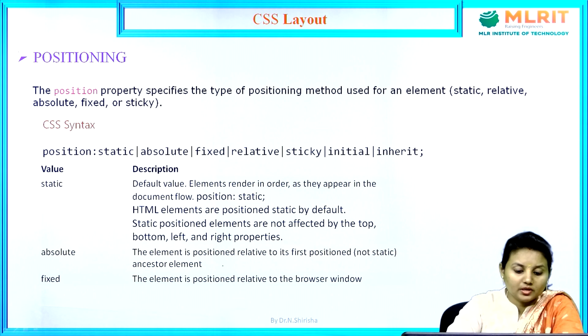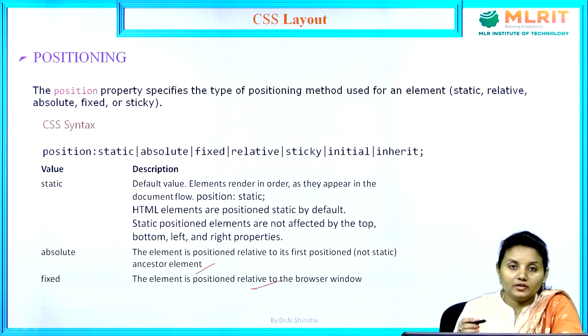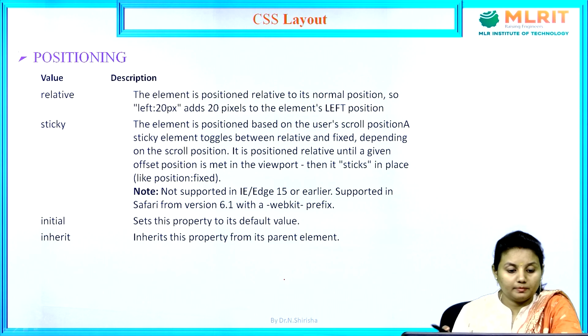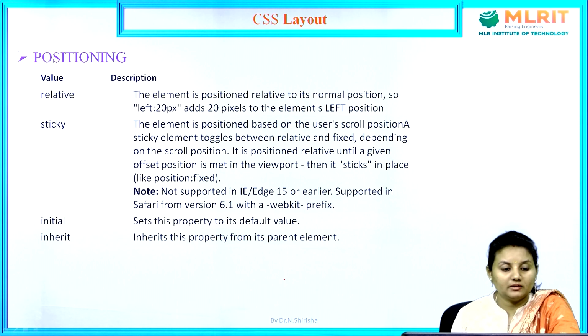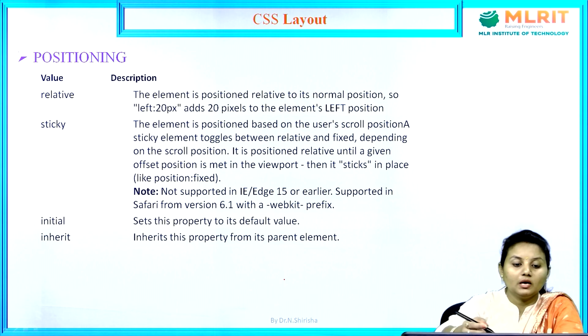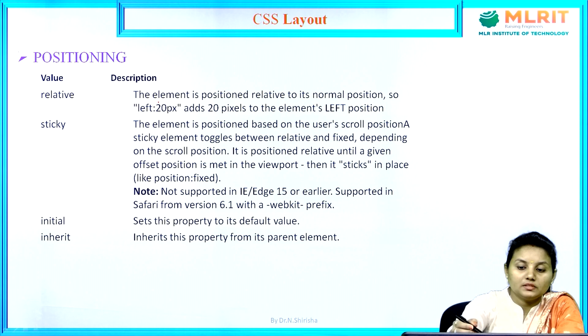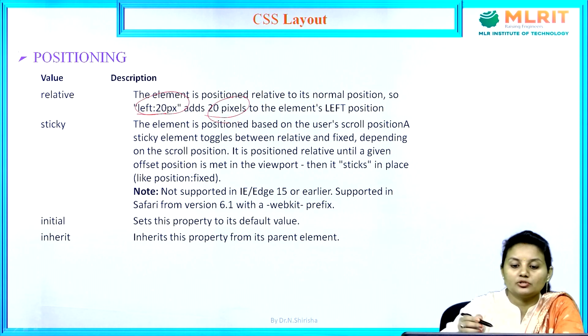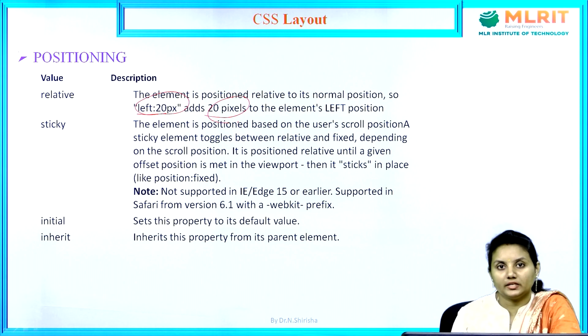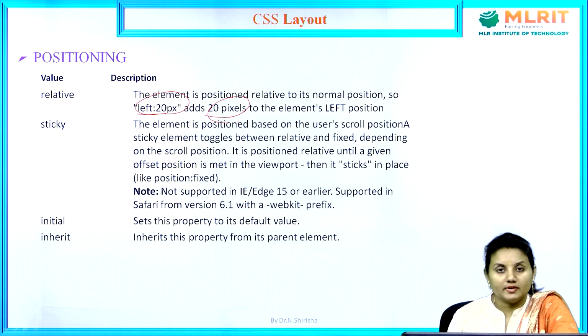Then absolute. Absolute is the first position which is not a static element. Whatever the padding and margins you give, there itself your image or any other element will get printed. And relative is nothing but, suppose you are giving left 20 pixels, it adds 20 pixels to the left. Relative, however you give, it will implement that.